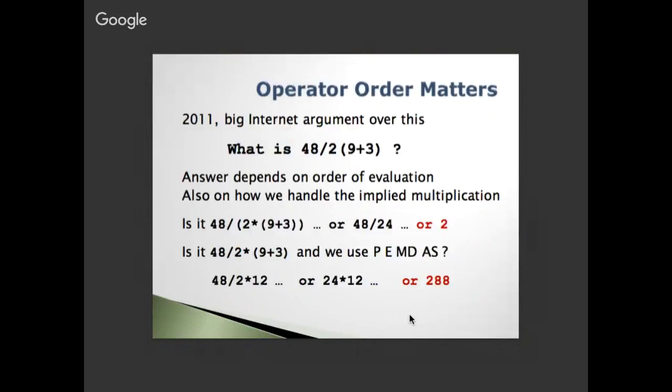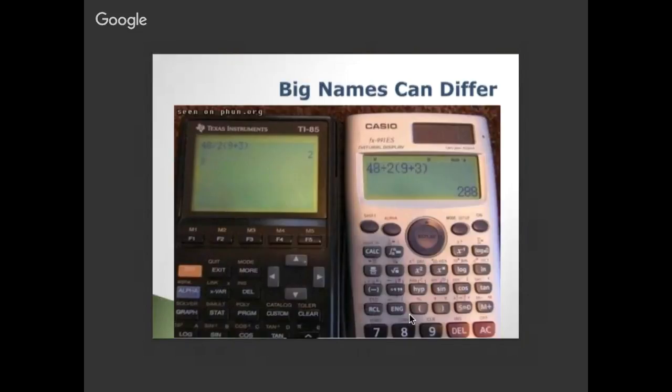Operator order matters in JavaScript just like in any math, so I won't bore you with that. It's the same in JavaScript as in every other math problem you've ever done. Nothing changes there. Anybody remember the old Texas Instruments, Casio? Big names can differ, depending upon what you're using and your data, but mathematical precedence is still the same order in JS as in other languages.